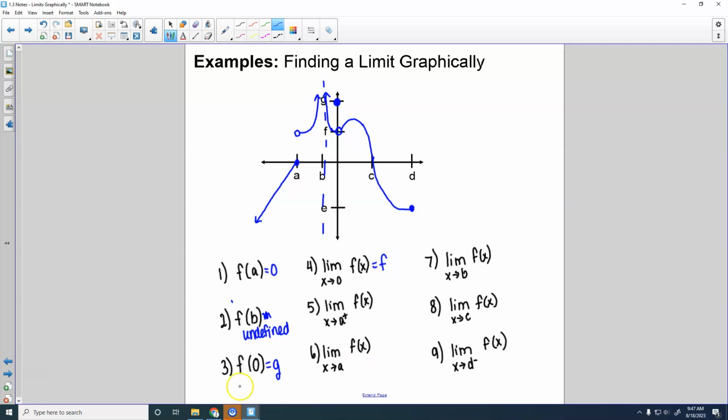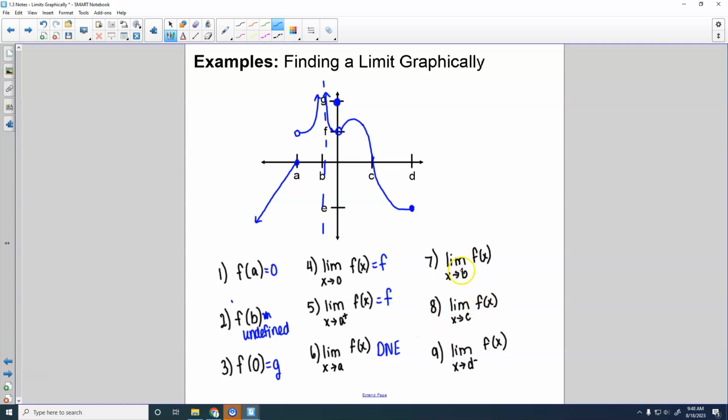Kayla, what about number 5? Limit as x approaches a from the right. Yes, I was looking at my other right. You're right. It is f. For 6, Smith, what about the limit as x approaches a from both sides? Does not exist. Okay, because we don't meet from both sides.